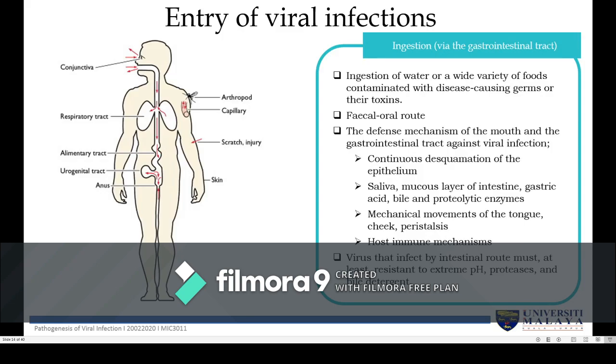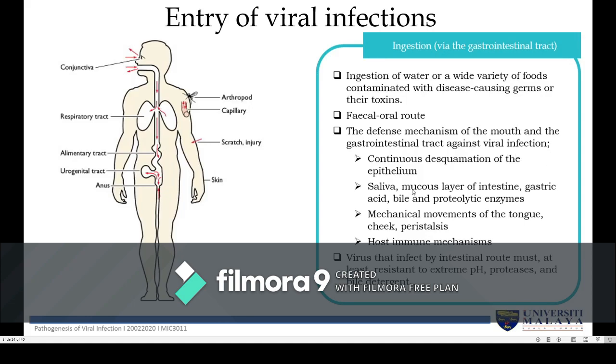Okay, and then of course, same as the other pathways, they have defense mechanisms. Continuous desquamation of the epithelium. Desquamation means shedding off of the cells. So if the virus is at the epithelium, and because of it continuously shedding off, it will die, right? The virus will die together with the dead cells.